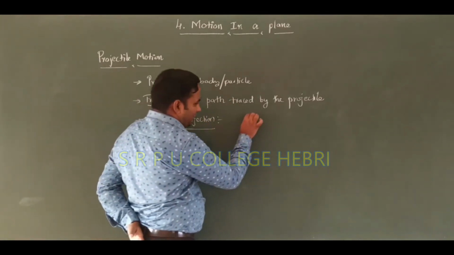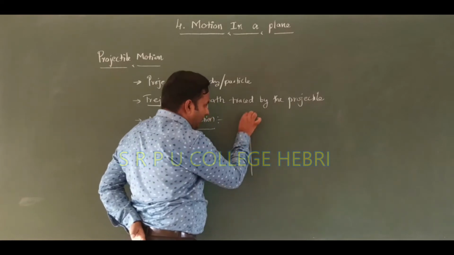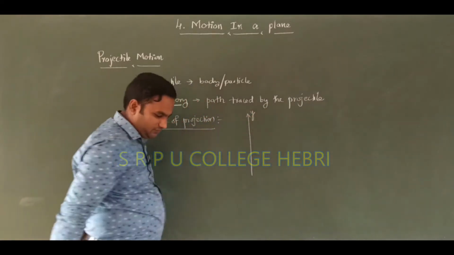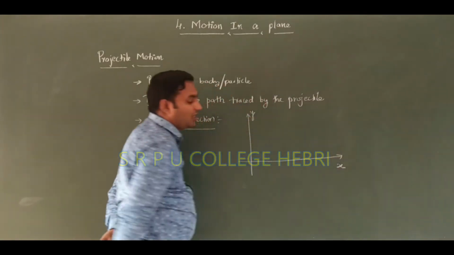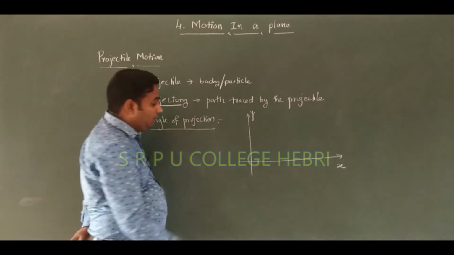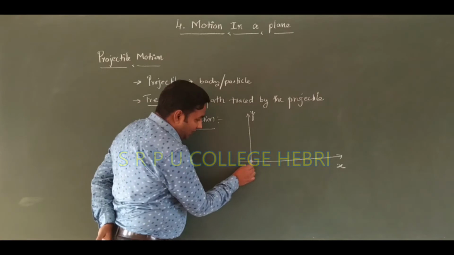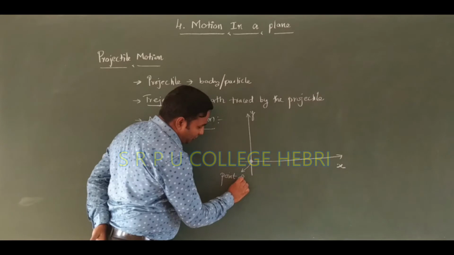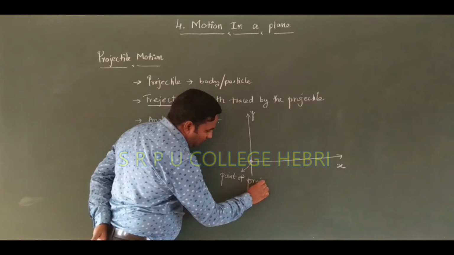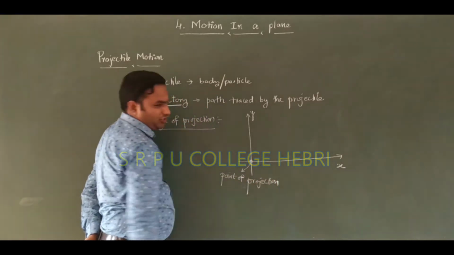If I consider an example like this, this is the y-axis, we call it upward. This is the x-axis, I call it ground. From this particular point, we call it the point of projection.